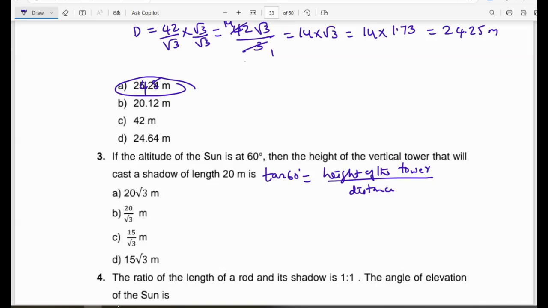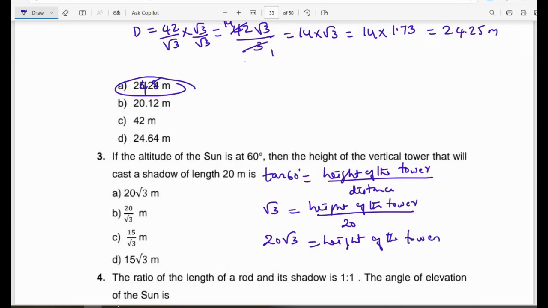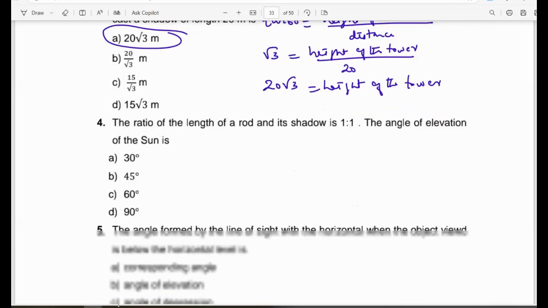So yeah, the height of the tower is root 3. The height of the tower will be divided by the distance, which is 20. They've given that in the question. So again, cross multiply: 20 into root 3 is the height of the tower, which is option 1, option A. Then moving on with the next question.